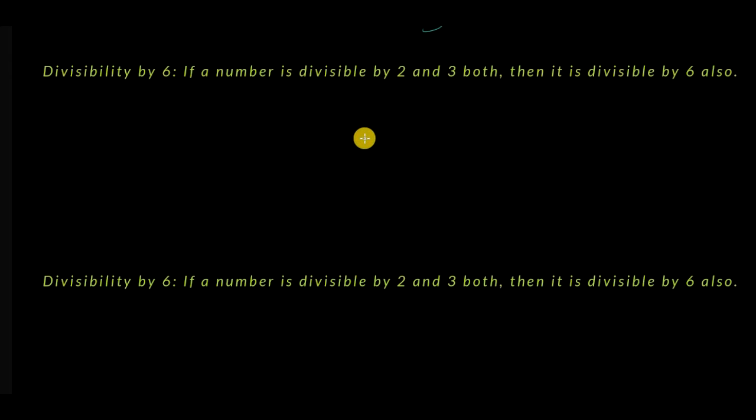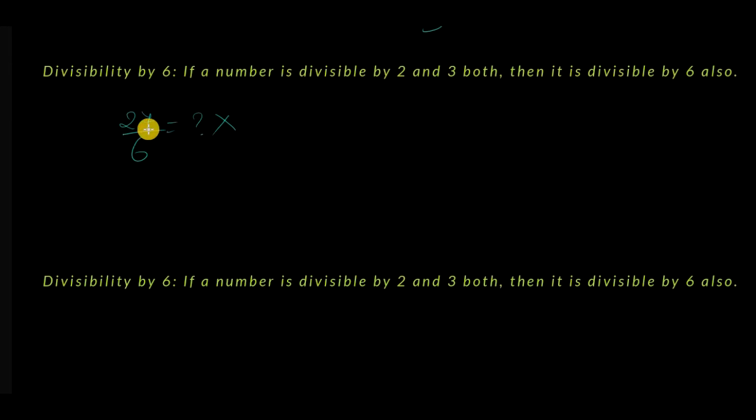Divisibility by 6. How do we know whether a number is divisible by 6 or not? If a number is divisible by 2 and 3 both, then it is divisible by 6 also. Remember it. A number is given, say 27. We need to check whether it's divisible by 6 or not. We know that it's divisible by 3, but it's not divisible by 2, right? So it's not divisible by 6.